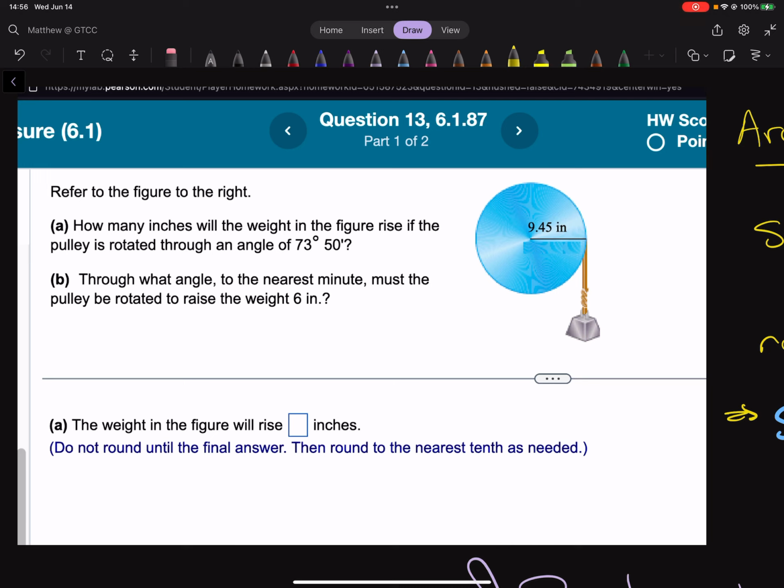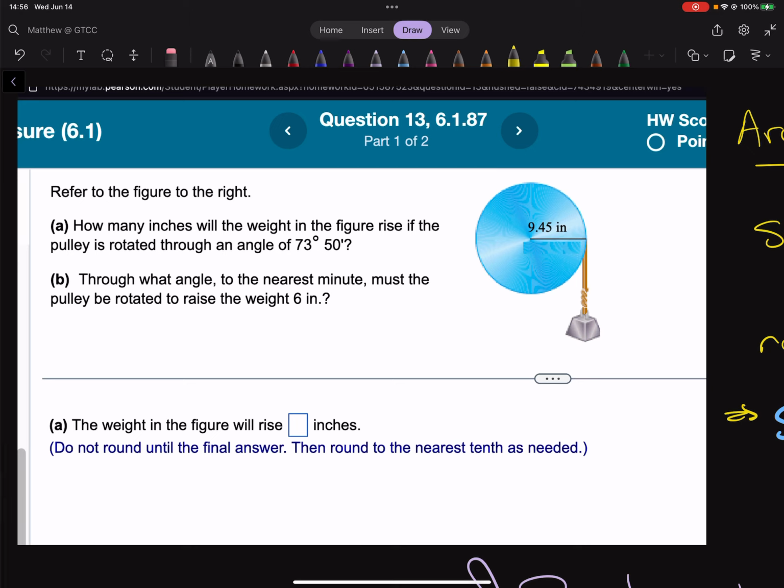I just want to point out that when you're dealing with 6.1, most of the formulas you deal with are going to require a radian measure for any sort of angle rotation, theta, or any sort of calculation of arc length. So let's take a look at what we have going on for this figure.